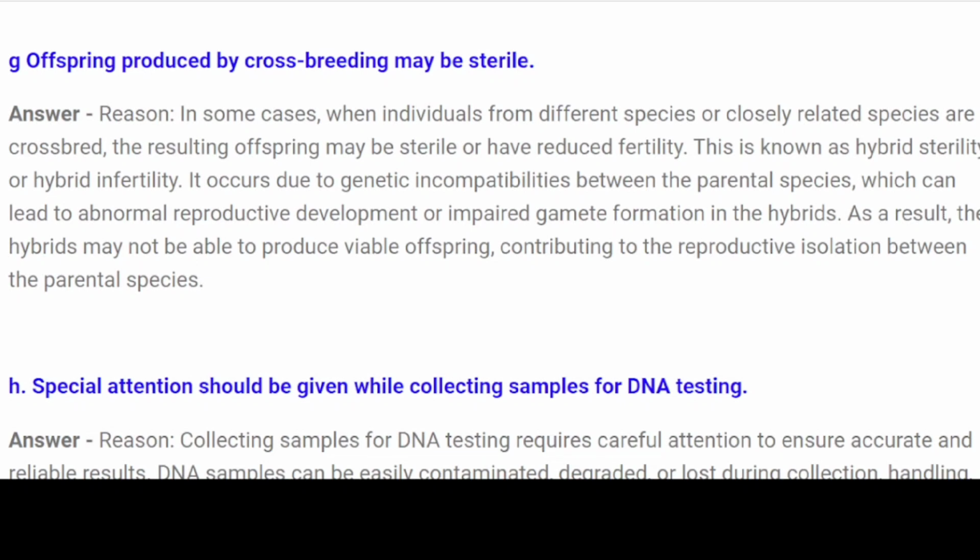Offspring produced by crossbreeding may be sterile. Answer: Reason. In some cases, when individuals from different species or closely related species are crossbred, the resulting offspring may be sterile or have reduced fertility. This is known as hybrid sterility or hybrid infertility. It occurs due to genetic incompatibilities between the parental species, which can lead to abnormal reproductive development or impaired gamete formation in the hybrids. As a result, the hybrids may not be able to produce viable offspring, contributing to the reproductive isolation between the parental species.